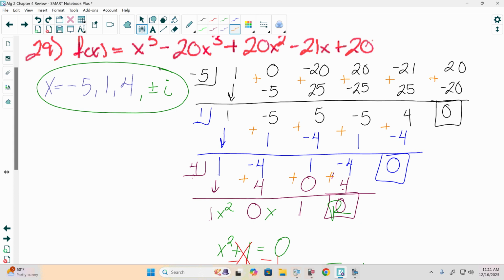So all 5 solutions for this are negative 5, 1, 4, i, and negative i. We have all 5. Because positive and negative i, plus or minus i. There are only 4 terms technically listed, but the plus and minus gives us an easier way. So we don't have to write i, comma, negative i. We can just say plus or minus i. Simpler way to write it. Questions on 29?